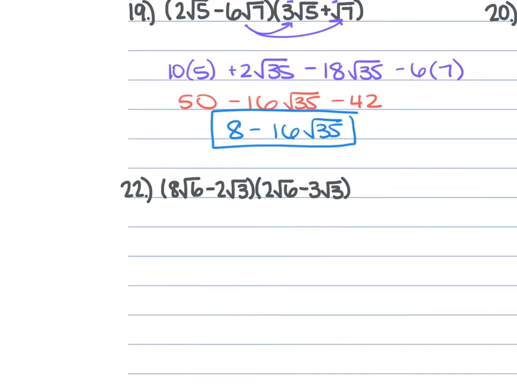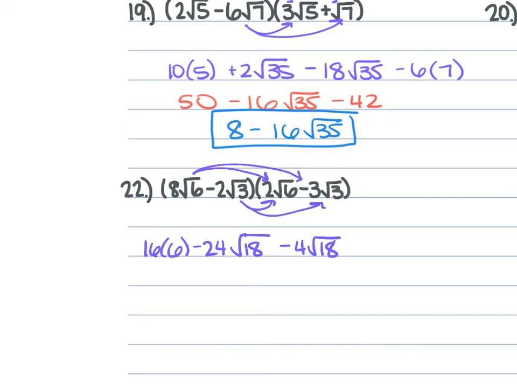For 22, 8 square root 6 times 2 square root 6 is 16 square root 36. 16 times 6. 8 square root 6 times negative 3 square root 3 is going to be negative 24 square root 18. The negative 2 square root 3 times 2 square root 6 is negative 4 square root 18. And the negative 2 times the negative 3 is a positive 6. And then the square root of 3 times the square root of 3 is 3.